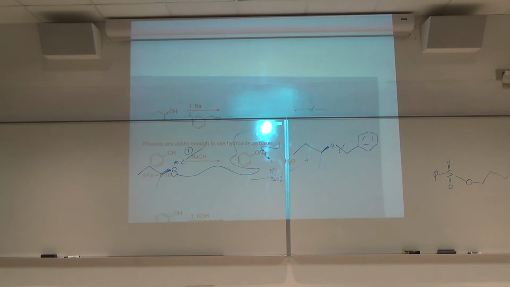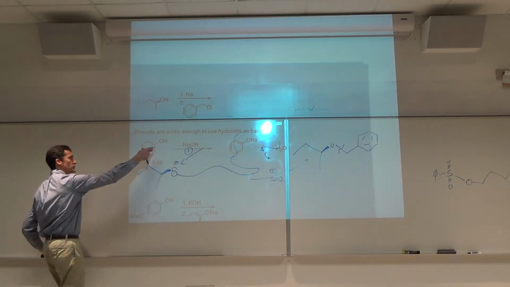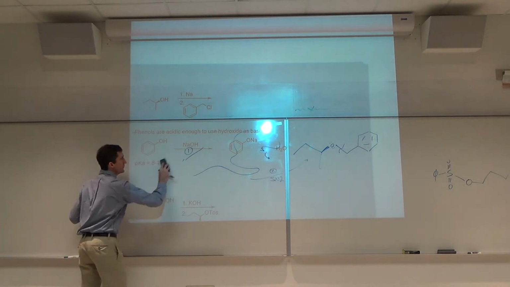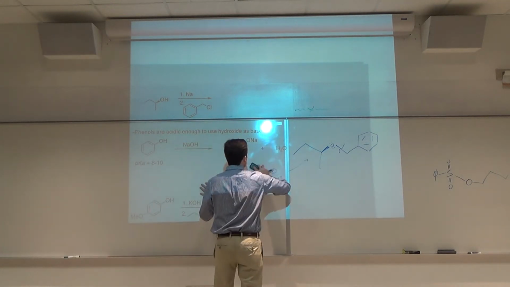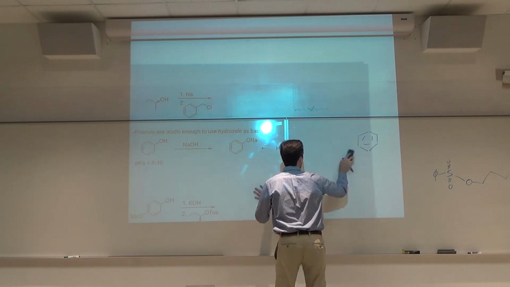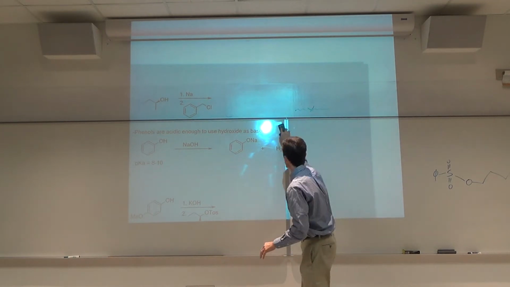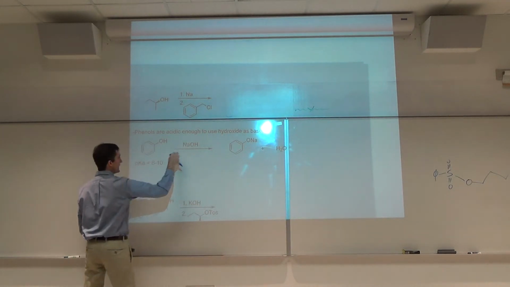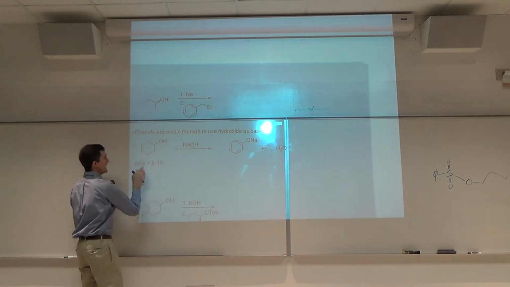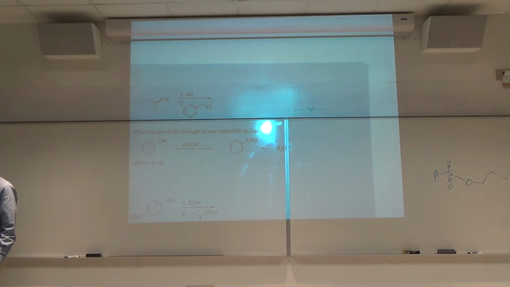Phenols are more acidic than hydroxide. You should know why. Because they're more acidic, you don't have to use sodium hydride or sodium. You can use a weaker, more convenient base like sodium hydroxide. Phenol has a pKa of about 8 to 10. There's a list of pKa's in your lab manual.